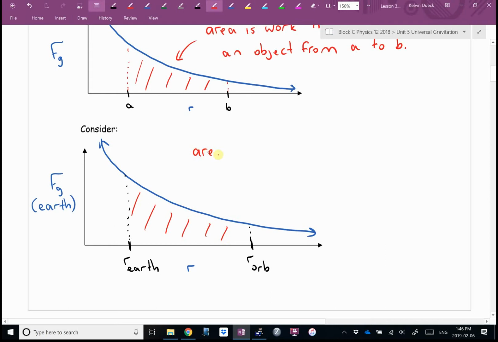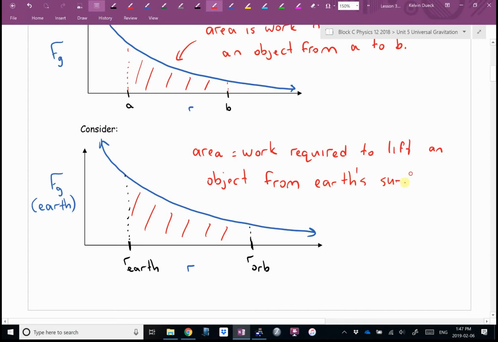This area here is the work, the amount of energy required to lift a satellite, a rocket, some object from Earth's surface to an orbital radius.